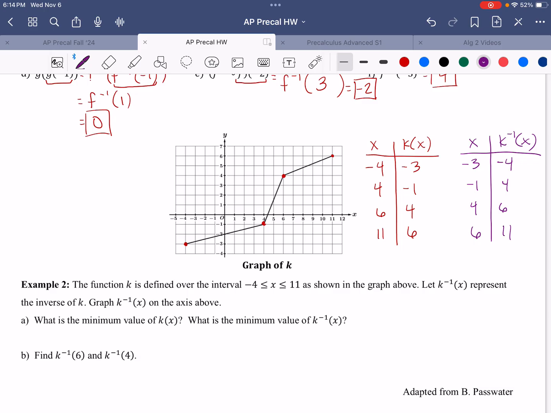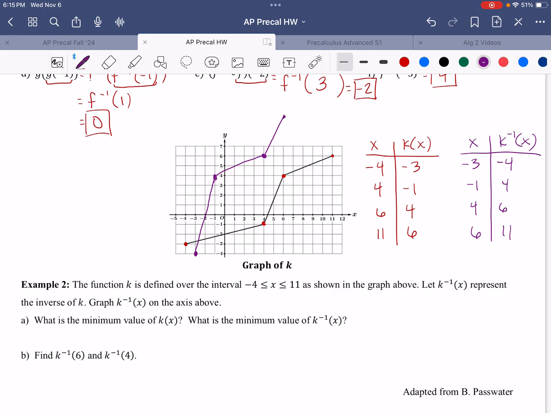So -3, -4 is a new endpoint. -1, 4, and I'm going to connect these as I go. If you don't do that, you may end up with 4 random points on your graph and forget what shape this is making. For 6, there we go. And last but not least, 6, 11, which doesn't quite fit on our graph, but just give it an estimate. There we go.